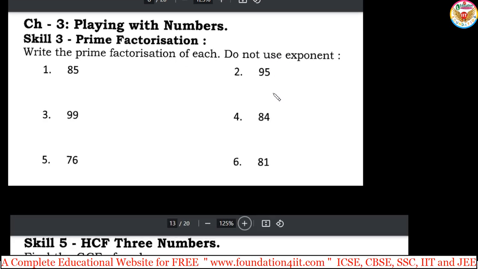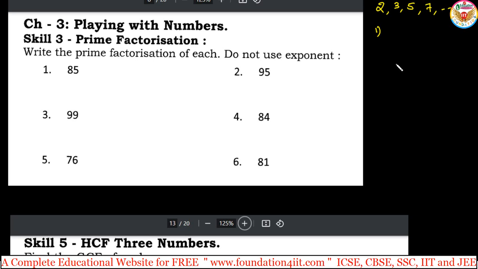Next skill: you should know prime factorization. In prime factorization, we use only prime numbers. Prime numbers begin with 2, next 3, 4 is not prime, then 5, 7. In previous classes you learned the prime numbers; I explained the list of prime numbers. Depending on that, by using prime numbers, we should factor.